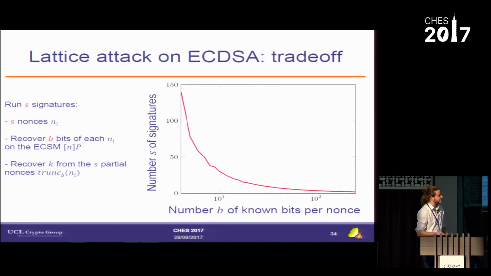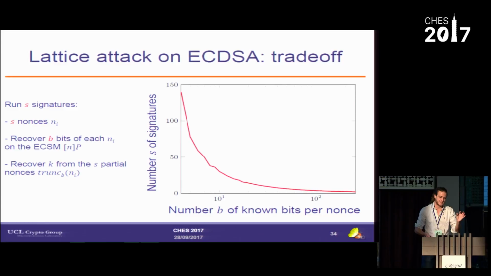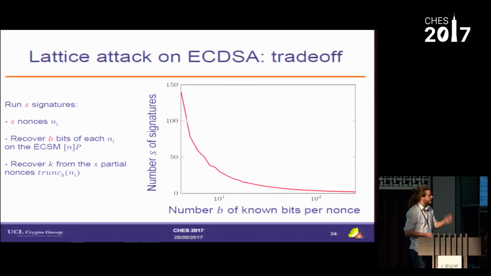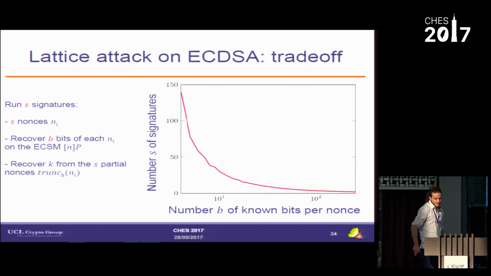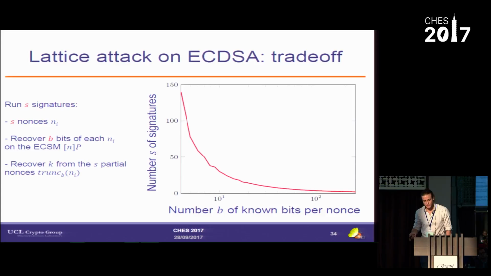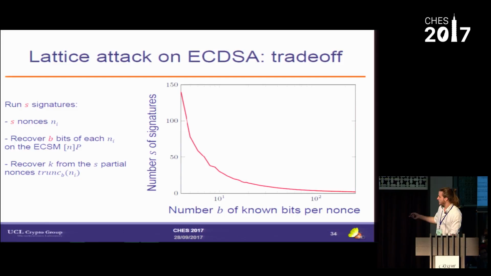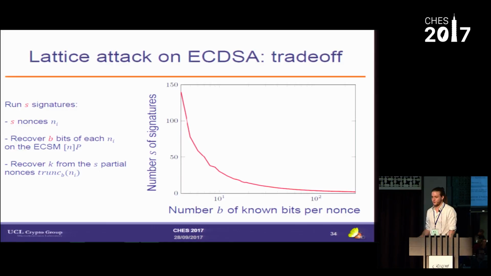So basically, to attack it, you run S signatures. For each signature, you have a nonce k_i. And we assume that through, for example, side channel, you're able to recover for each nonce the first B bits of this nonce. And then from this, you can recover the key, and the numbers are shown in the graph. On the x-axis, you have the number B of bits that are known per nonce. And on the y-axis, you have the associated number of signatures. Of course, the more bits you know per nonce, the fewer signatures you need.